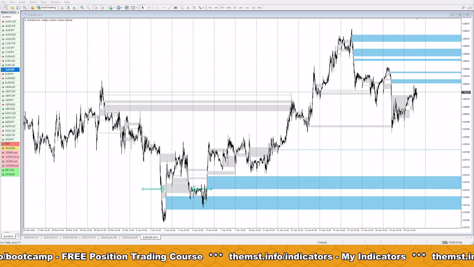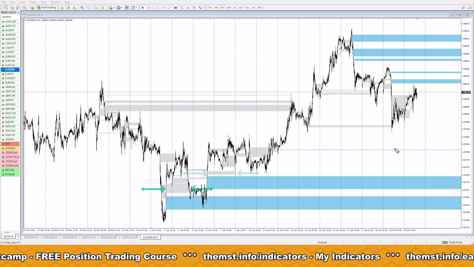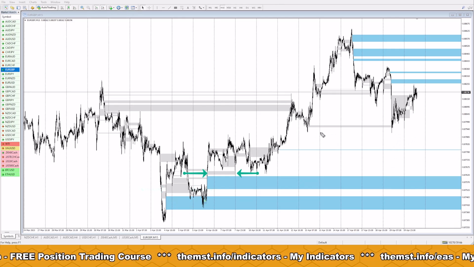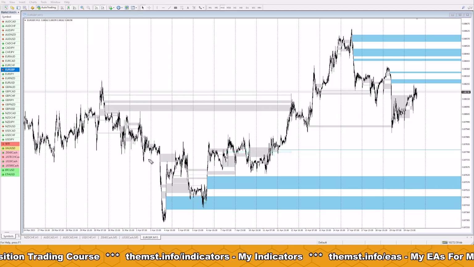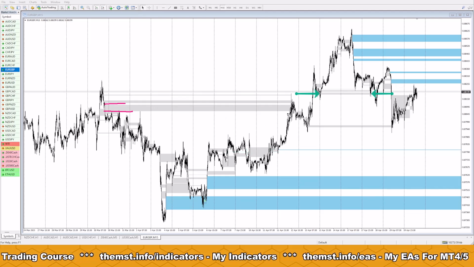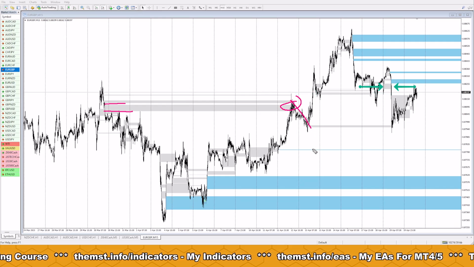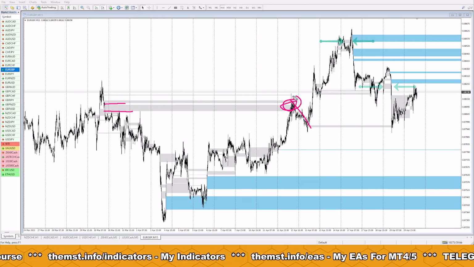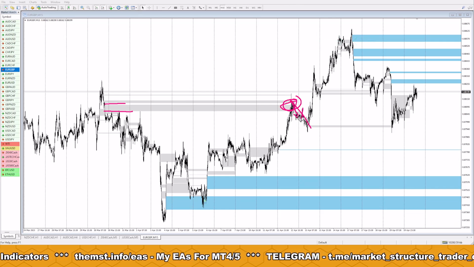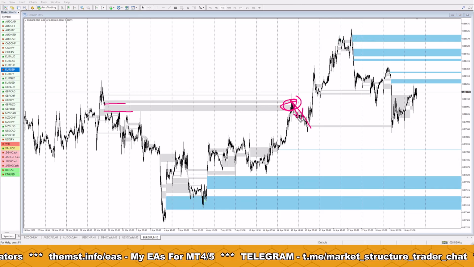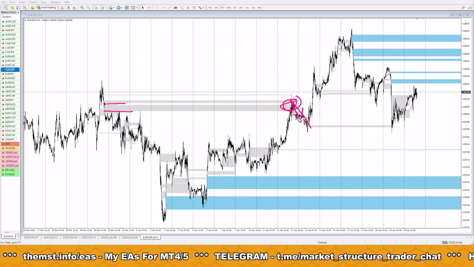So there's two ways you can use these propulsion gaps. First of all, you can use them as bounce points. A lot of the time when price has pushed away from one of the propulsion gaps, it will push back up, hit that gap again, and then bounce off of it. So you can use it as an entry, use some kind of price action entry so that you can get into a trade and trade away from the gap once it's retested it.